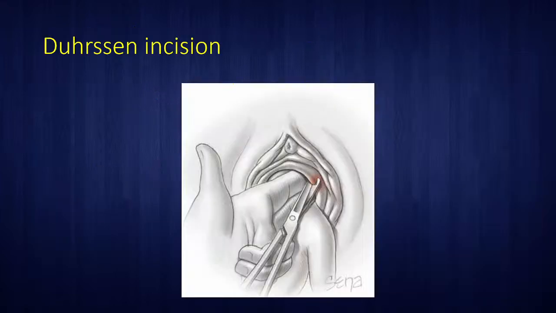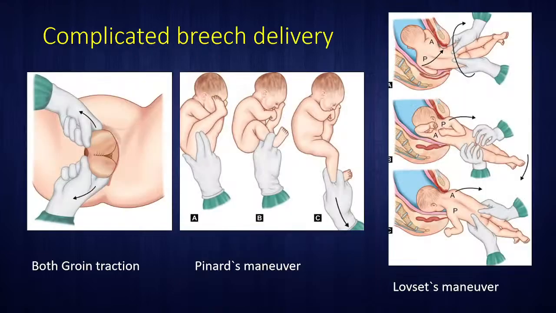So, if still not possible and the cervix is obstructing, you can put an incision over the cervix at 2 o'clock or 10 o'clock, so that the cervix will be a little more capacious and the fetus will deliver. This incision is called Dührssen's incision. So, what about the complicated breech delivery?